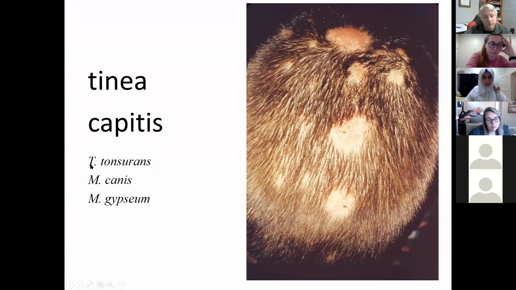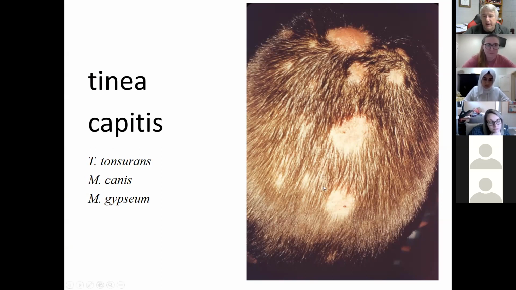Okay, so what is T again? Trichophyton tonsurans. And what's the M again? Microsporum canis, Microsporum gypseum.